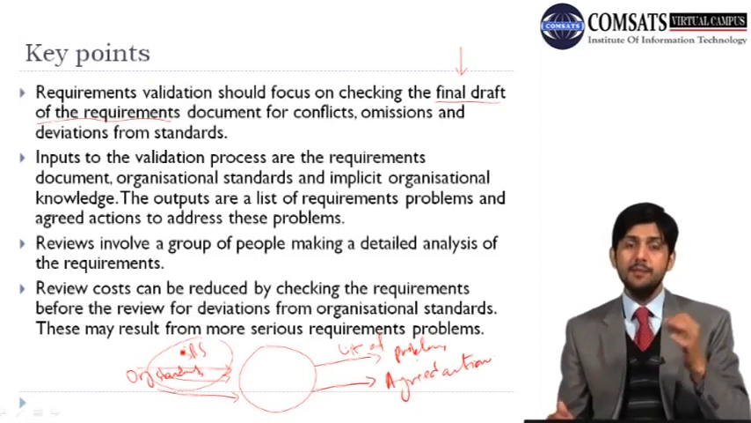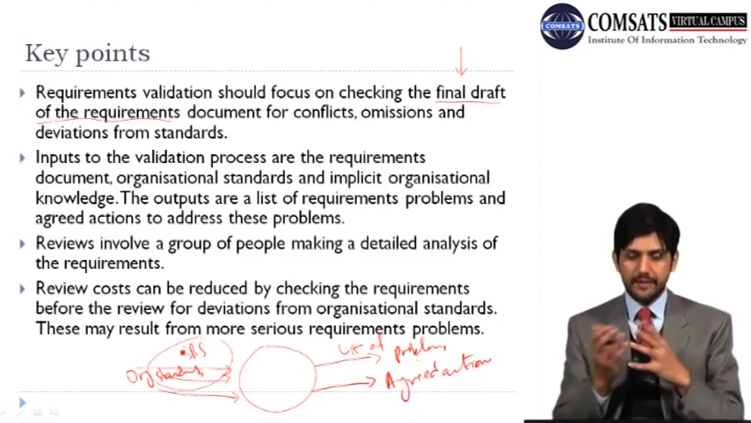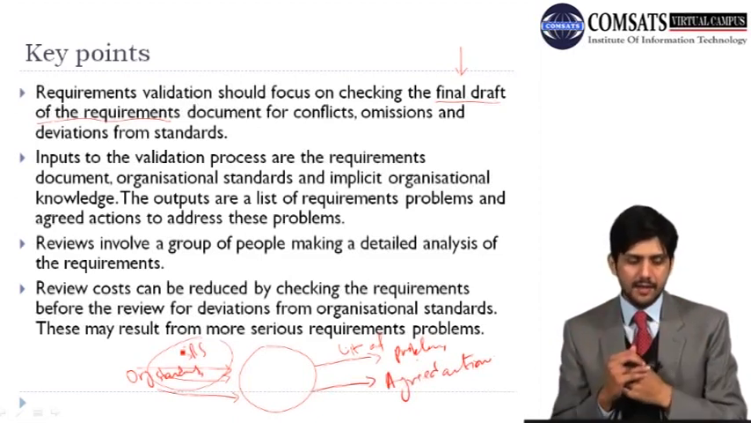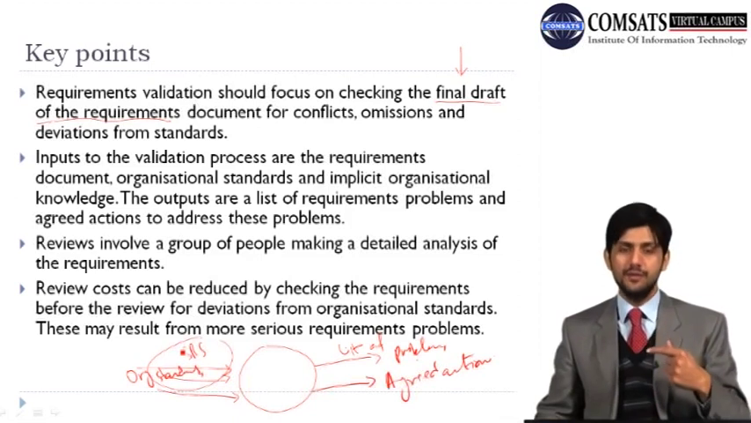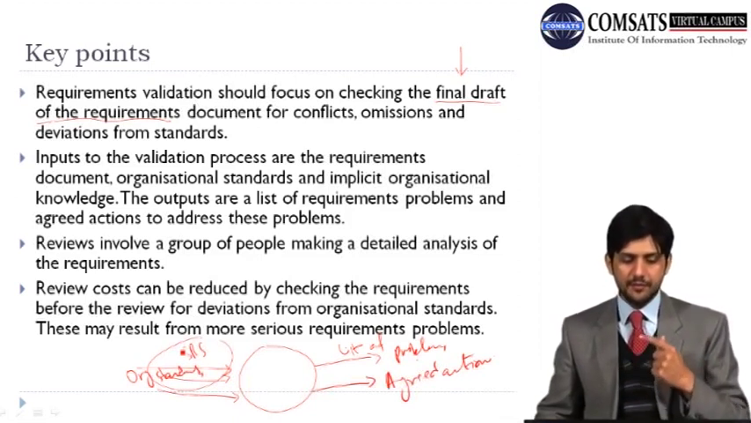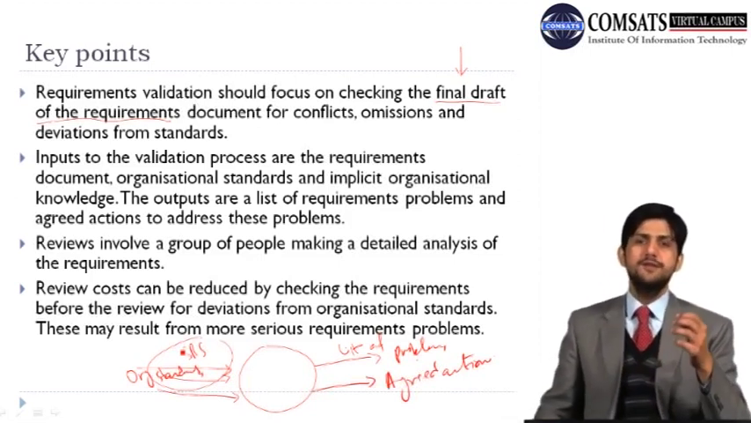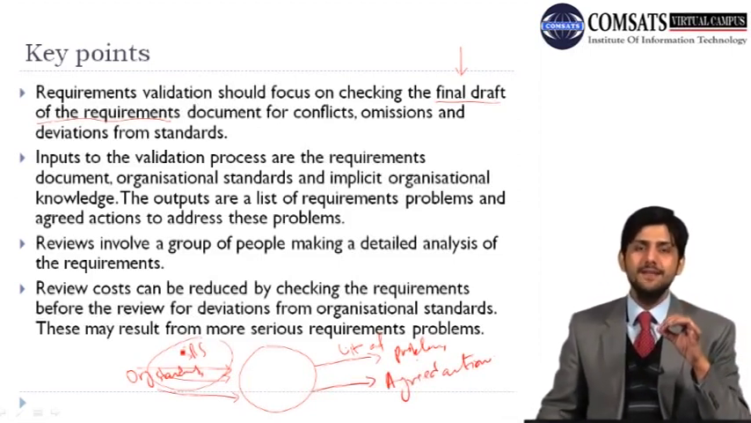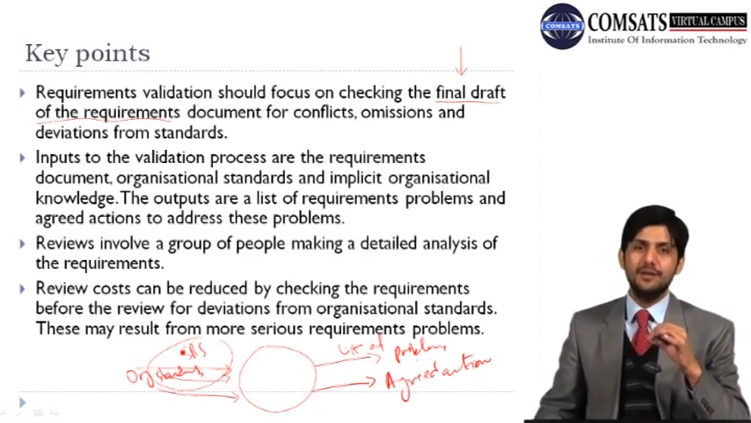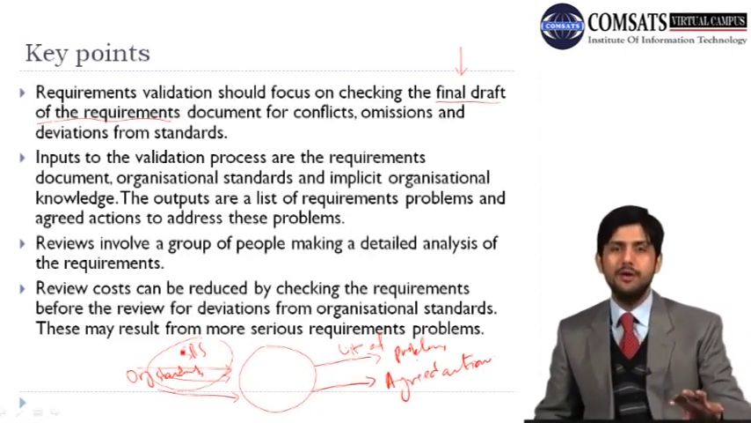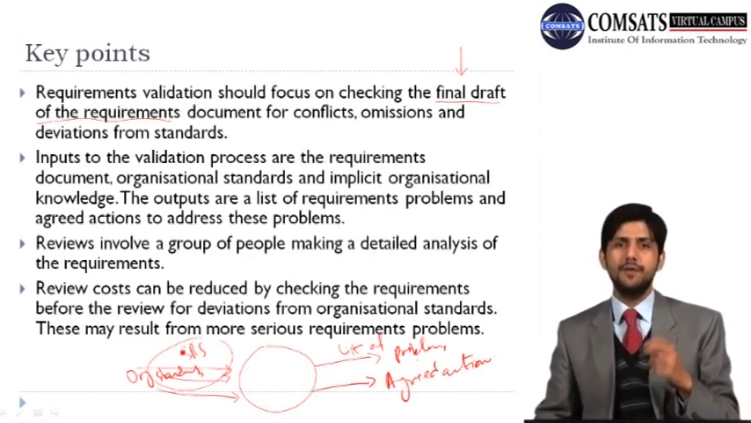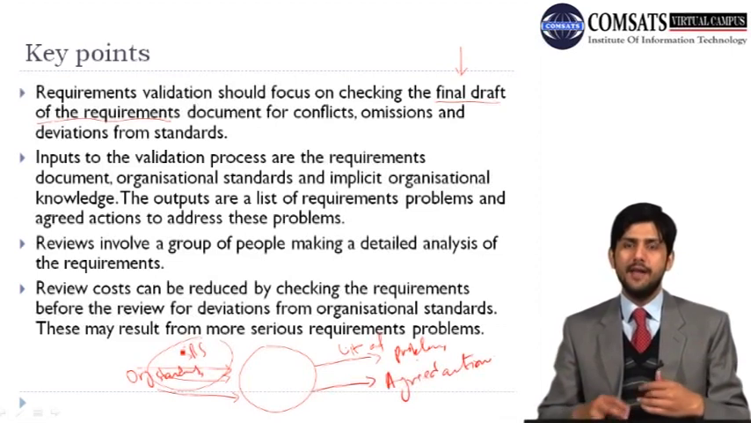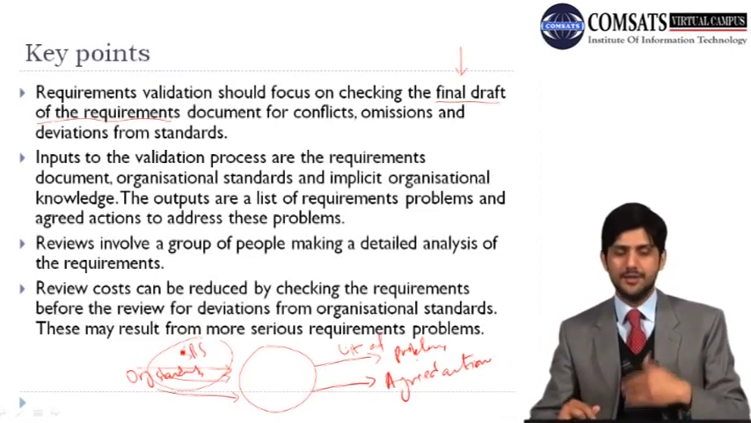And another thing which is very important with this review process, just by going through this process again, is that the review costs can be reduced by checking the requirements before the review. Deviations from organizational standards may result from more serious requirement problems. So as I said, there are a few things which can be checked before we go for this formal review. And for that, we can perform a pre-review, where we can ask one of our teammates to walk through the document, and the document can be easily checked against any organizational standards.